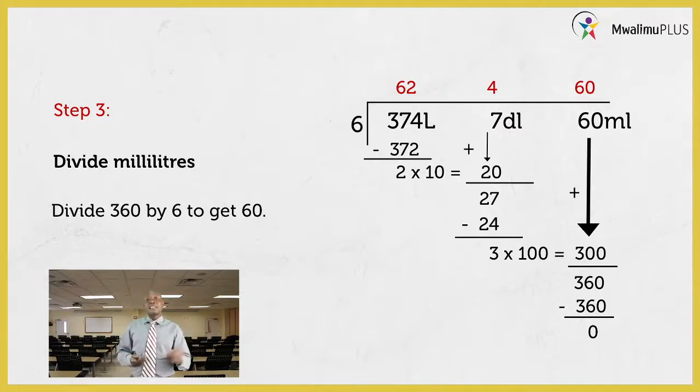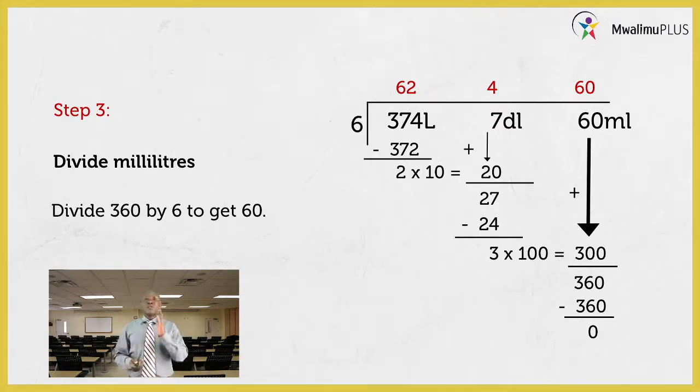So our answer will read as follows. We have now 62 liters, 4 decilitres, and 60 ml. 62 liters, 4 dl, and 60 ml as the answer.